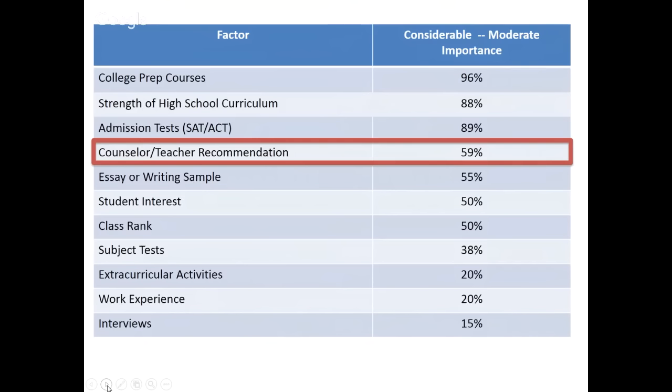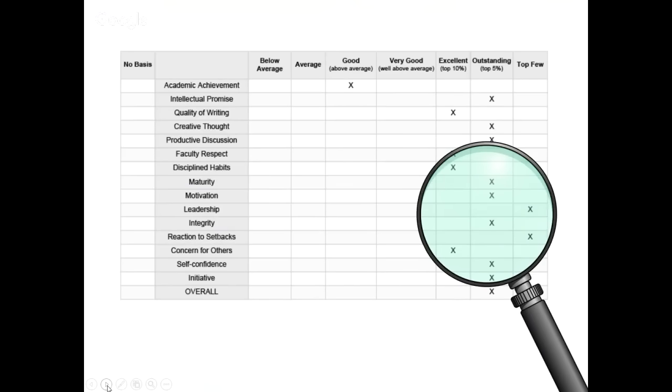Okay. Next, we'll talk about counselor and teacher recommendations. About 59% of universities said this was considerably or moderately important to their admissions and to their scholarship decisions. This is an example of a counselor or teacher recommendation form. On the left side, you'll see all of the factors that the university is asking the counselor to evaluate you on: academic achievement, intellectual promise, quality of your writing, creativity in your thought, and so on. And they're going to rate you good, very good, excellent, or outstanding.